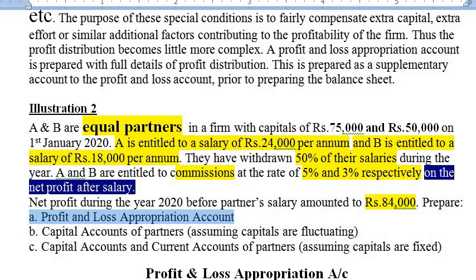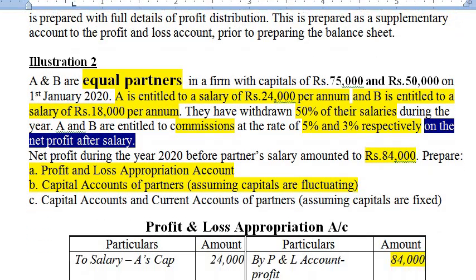Then capital accounts, assuming that the capitals are fluctuating. That is the first thing. And the same thing again, capital and current accounts, assuming that the capitals are fixed. Okay. Now go to profit and loss appropriation and we will finish that. All the answers are there.